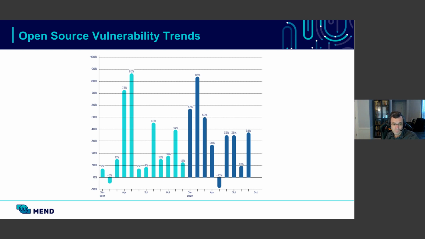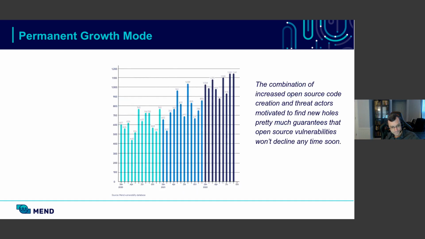But overall, what we saw was a big trend upwards in 2022. I should be clear, by the way, this is the month-to-month growth. So what this says is that from December of 2021 to January of 2022, there were 57% more vulnerabilities disclosed. Now, the combination of this leads to new holes.